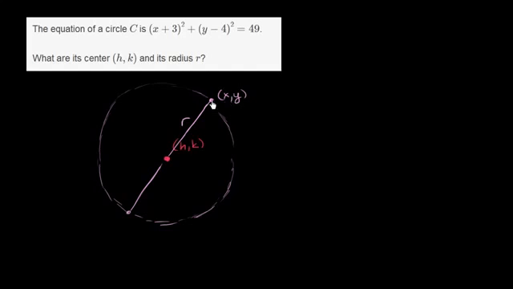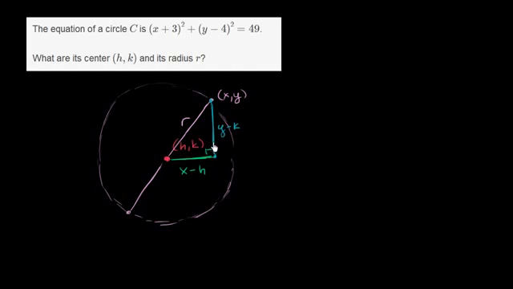Well, we know how to find the distance between 2 points on a coordinate plane, and in fact, it comes straight out of the Pythagorean theorem. If we were to draw a vertical line right over here, that is the change in the vertical axis between these 2 points. Up here we're at y, here we're at k, so this distance is y minus k. We can do the exact same thing on the horizontal axis. This x-coordinate is x, while this x-coordinate is h, so this distance is x minus h.